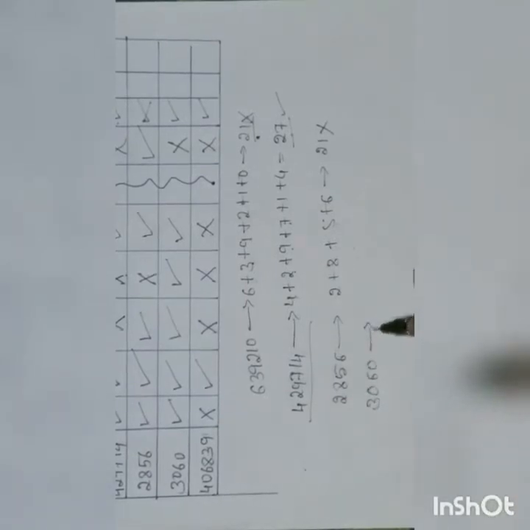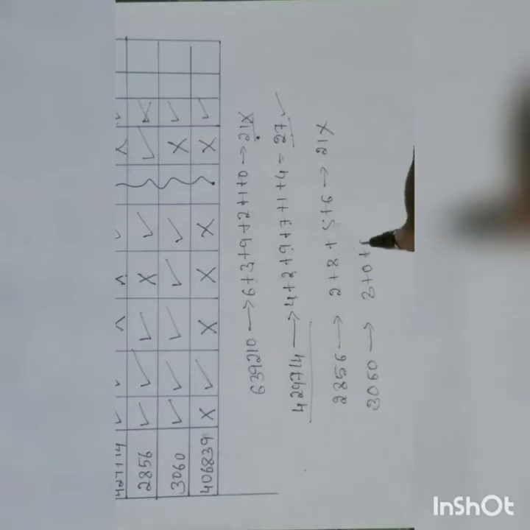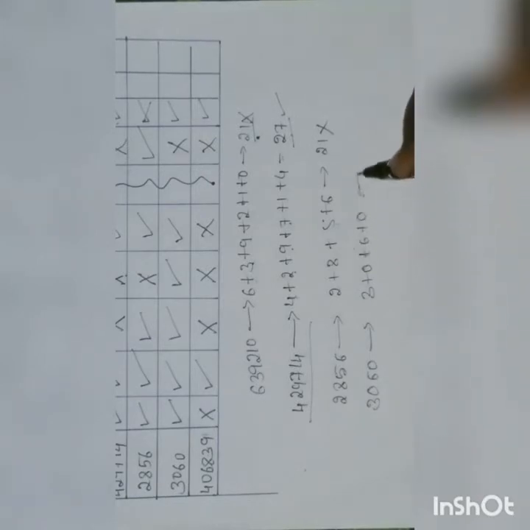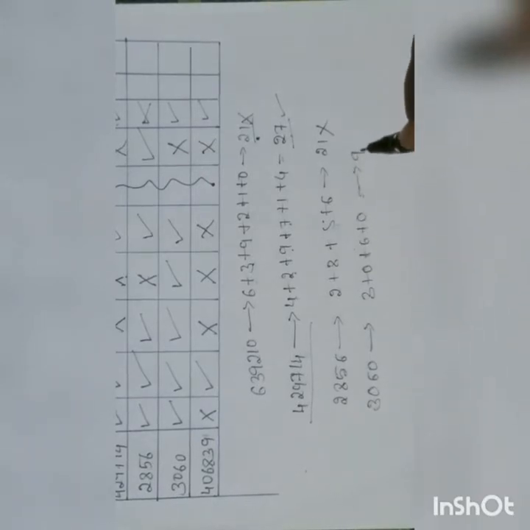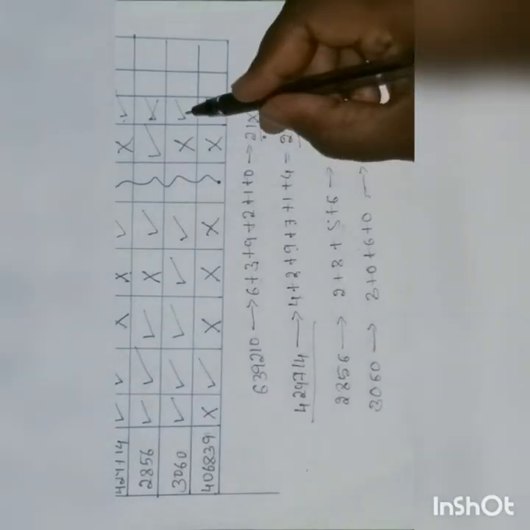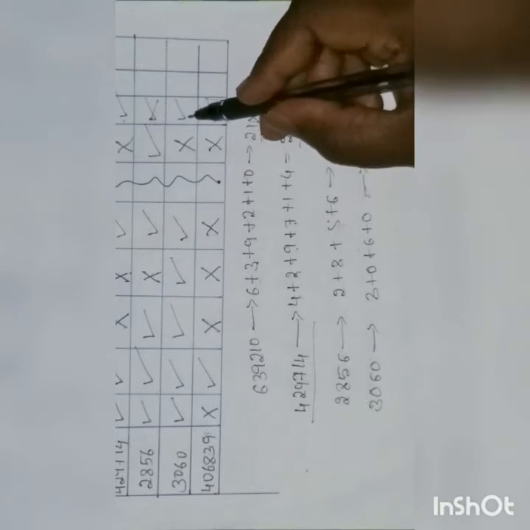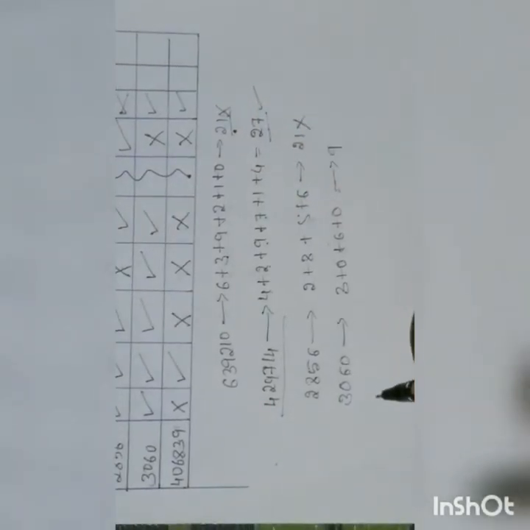3060. Add the digits: 3 plus 0 plus 6 plus 0. The answer is 9. Next, the second step: I need to check whether it is a multiple of 9 or not. Yes, it is a multiple of 9. That's why it is divisible by 9. Next, we'll consider the next number now.